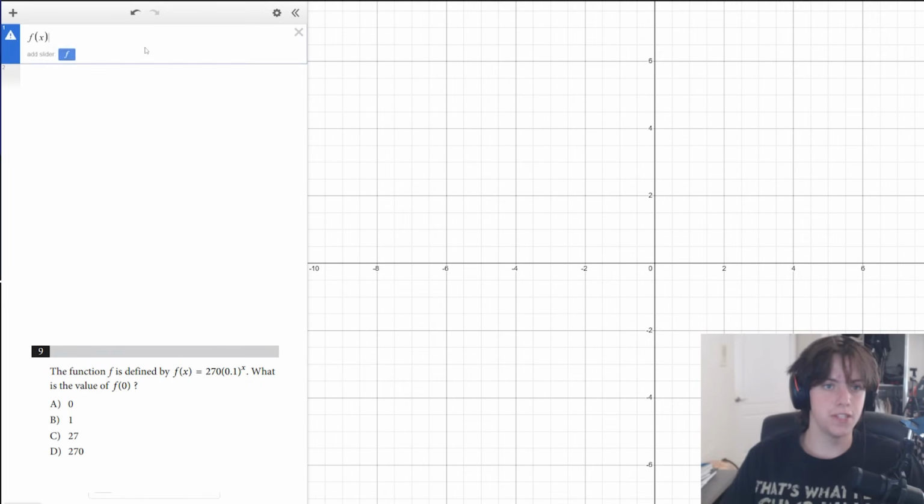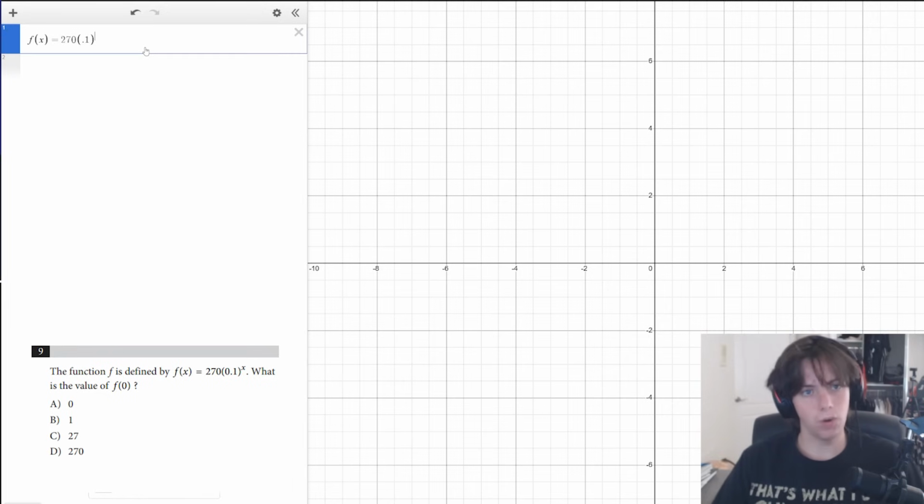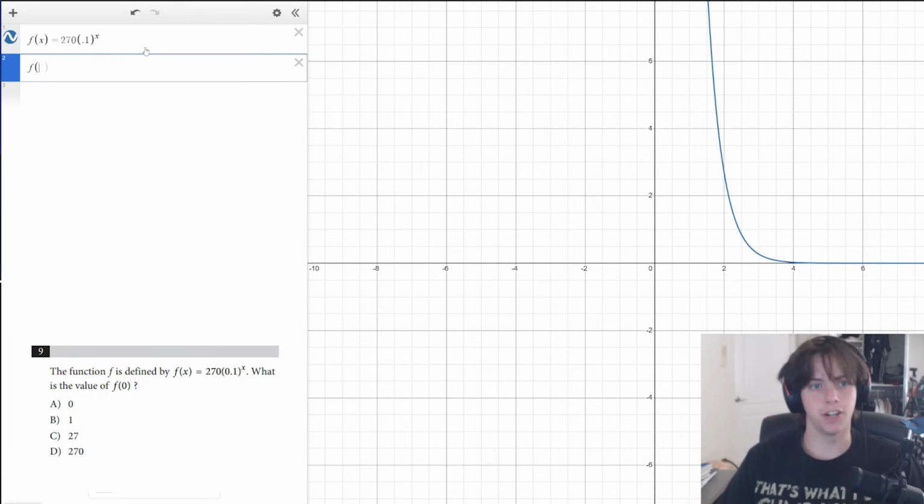What is the value of f of 0? Once again, we're just going to be doing this a lot. You can just always look at that point in the function. So f of 0 is 270, so our answer is D.